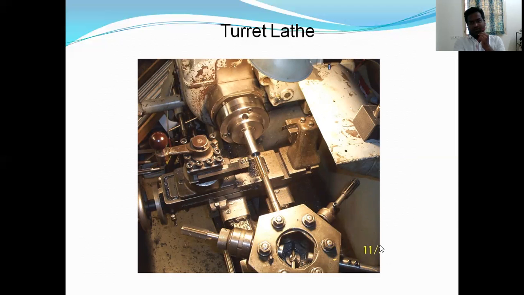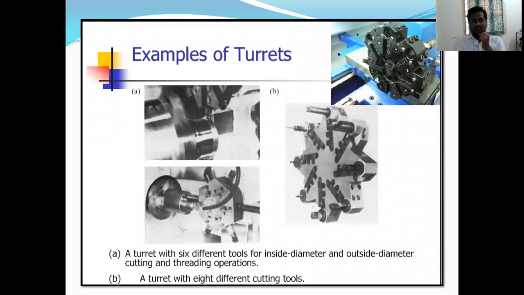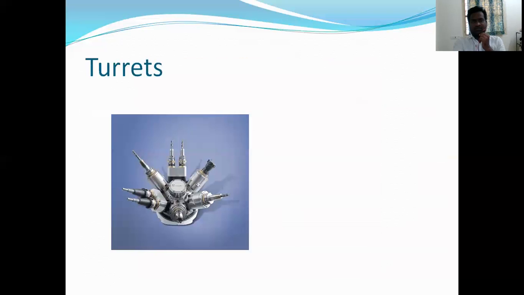So by rotating this tool magazine, we are reducing the time. These are also some of the examples of turrets.